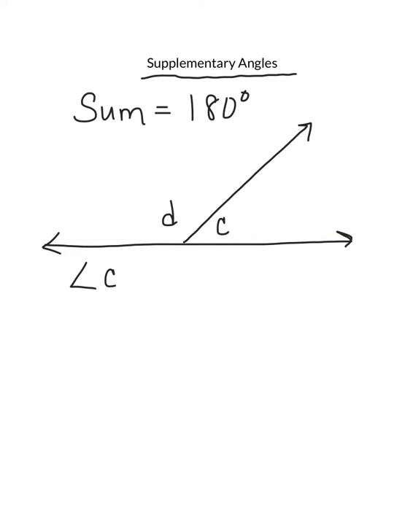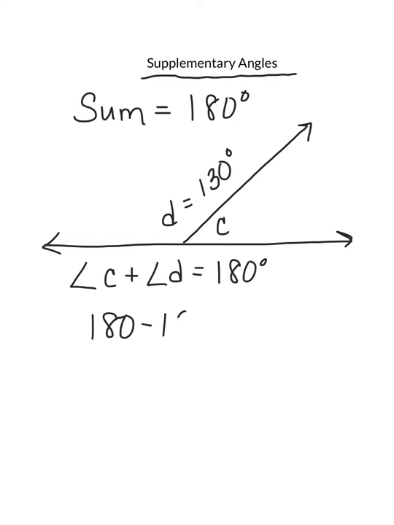So angle C plus angle D has to add up to 180 degrees. So if I were to tell you that angle D is 130 degrees, to find the measure of angle C, I would do 180 minus 130 to get the answer of 50 degrees. Therefore, angle C would equal 50 degrees. Remember, a straight angle is just a straight line.